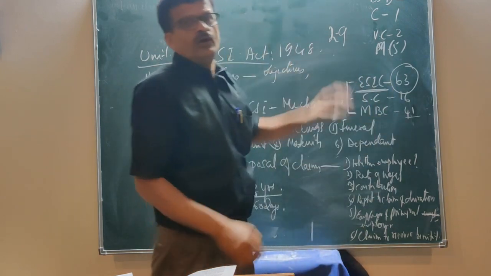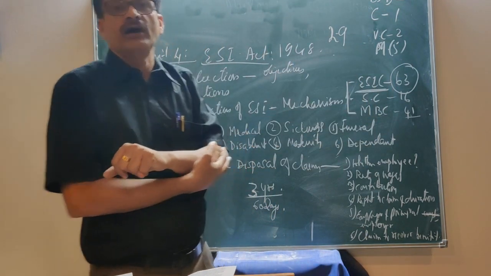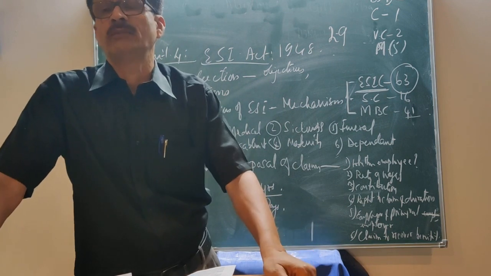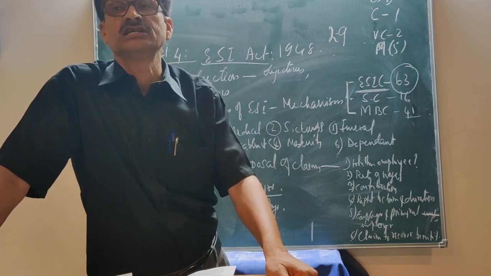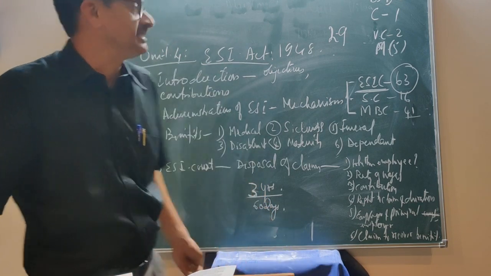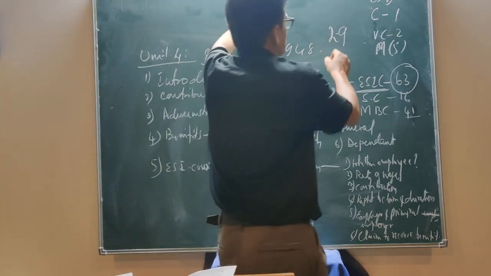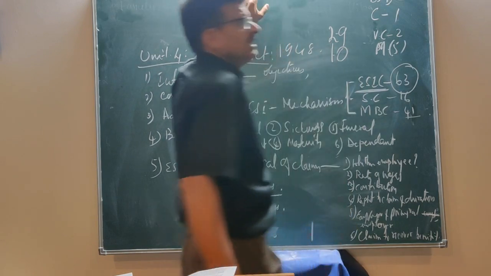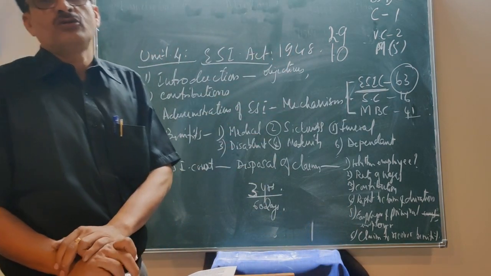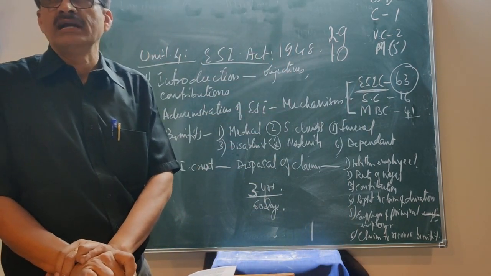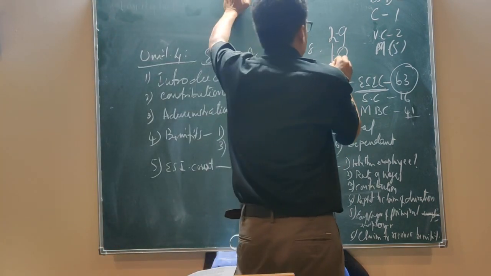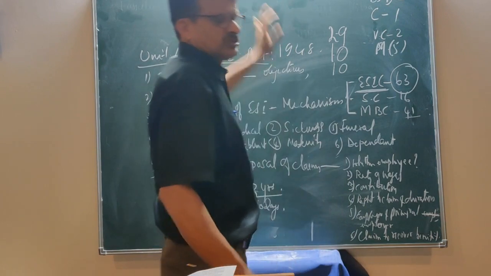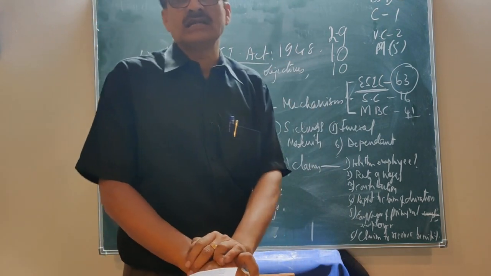Then 10 persons to represent the employers, but the 10 persons are to be appointed by the central government in consultation with the employers' organization. Okay, 10 to represent the employers, to be nominated by the central government, but in consultation with the employers' organization.